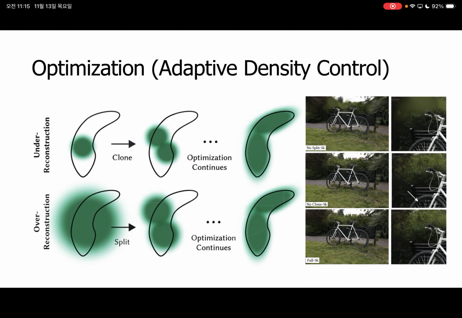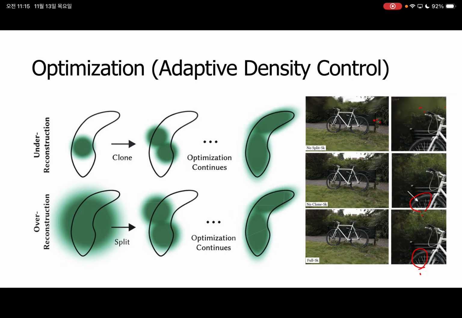And this is optimization, and adaptive density control is introduced in optimization. And this one shows the comparison if this kind of adaptive density control is not introduced. As you can see here, rendering quality is quite bad, right? As you can see, there are many blurred regions. And here you can see detail is missing.